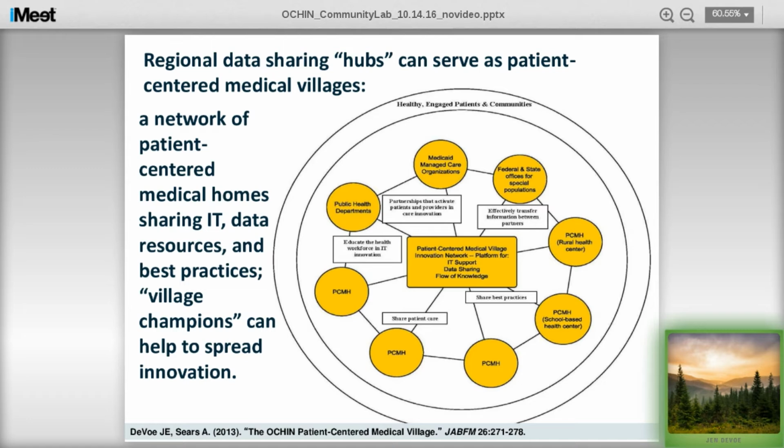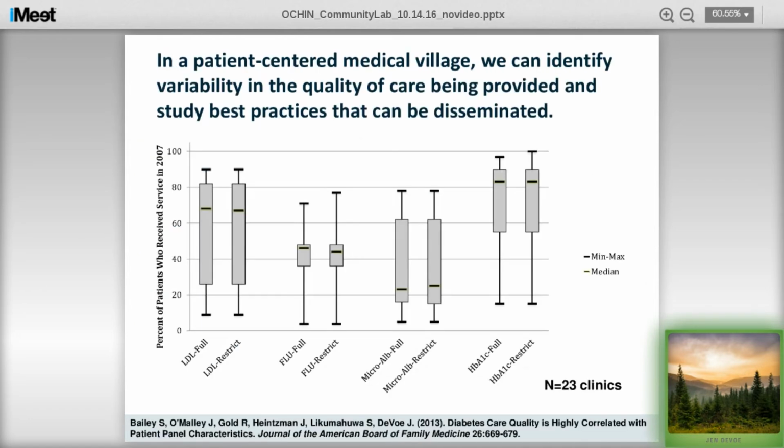Not every individual PCMH needs to recreate the wheel, have their own IT department, have their own quality improvement coaches, have their own data system. This can be shared. So a network of patient-centered medical homes can share IT, data resources, and best practices. And then we can begin to develop village champions that are helping to spread the innovation.